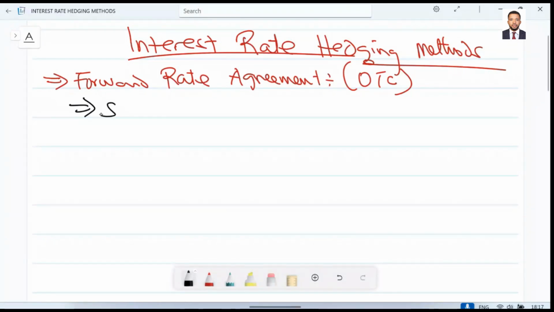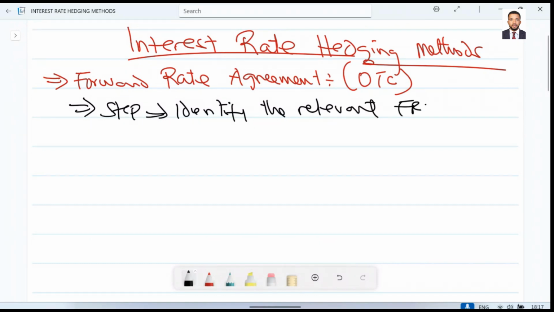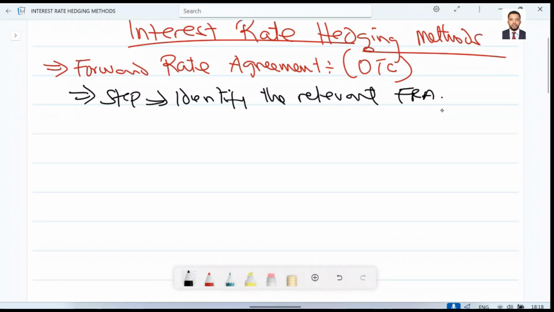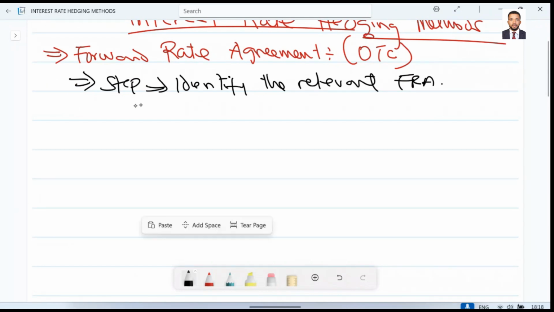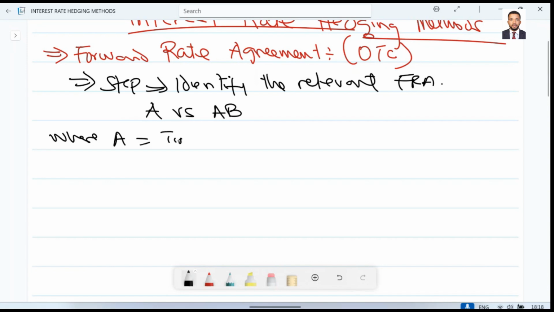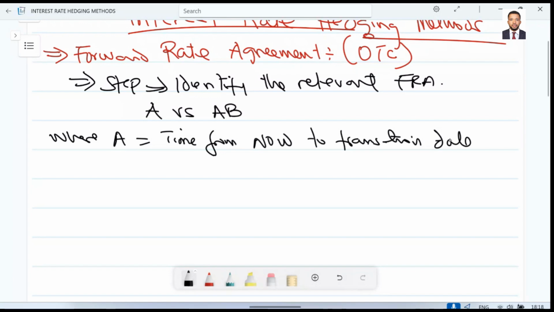Step one is to identify the relevant FRA. And we did this in our last class. I said in the exam, your FRAs are quoted as A versus B, or A versus AB, where A equals the time from now to the transaction date. What is my B?